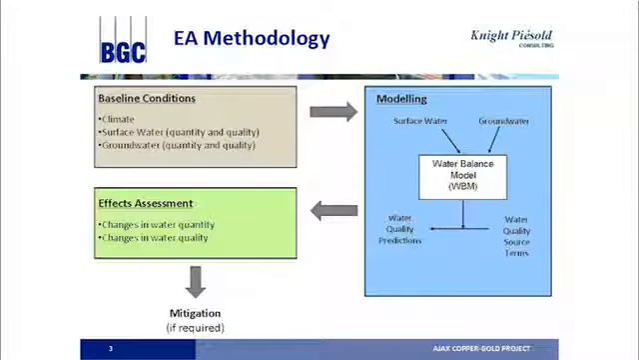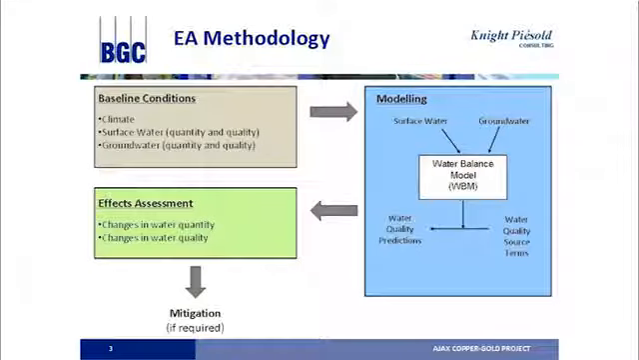And then we move to our next box, which is the modeling. So we want to model the existing conditions. We want to model the stream flow. We want to model the groundwater. And what we do is we establish what is called a water balance model. So this is what's coming into the site, what's leaving the site. And then we establish water quality source terms to assign to these various streams of water. And then we make water quality and water quantity predictions. So that's where we get into our effects assessment. What changes in water quantity and what changes in water quality are we going to get, or what we think we're going to get because of the mine?